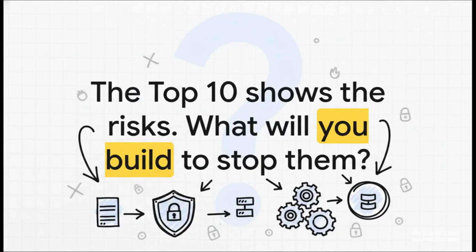So we'll end on this question. The 2025 OWASP Top 10 has done its job. It's raised the alarm, it's pointed a giant spotlight on the biggest risks we're all facing. Now the question is, what are you going to build to stop them?